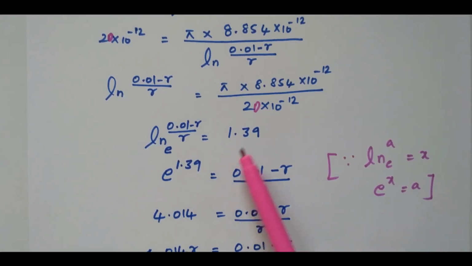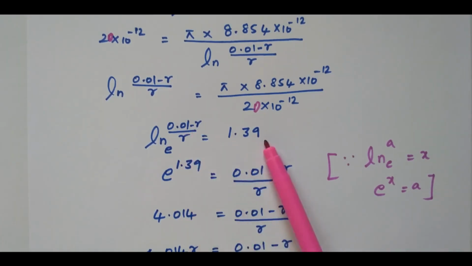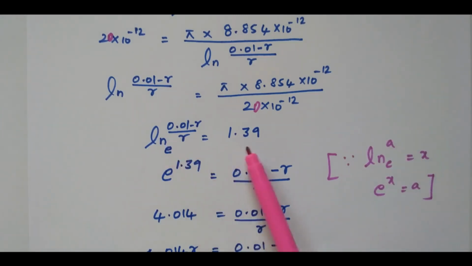Like that, you have to bring this value here, e power 1.39, and bring this value here, (0.01 minus R) by R. Based on this formula, interchanging these two will remove the log. Here we are doing the same, using the same formula: e power 1.39 equal to (0.01 minus R) by R.